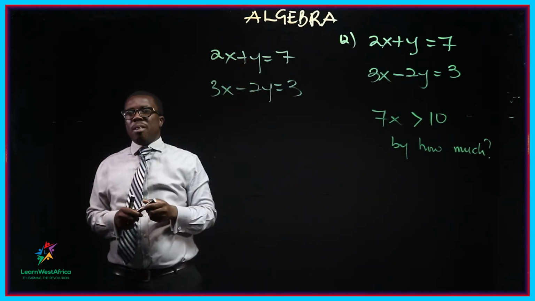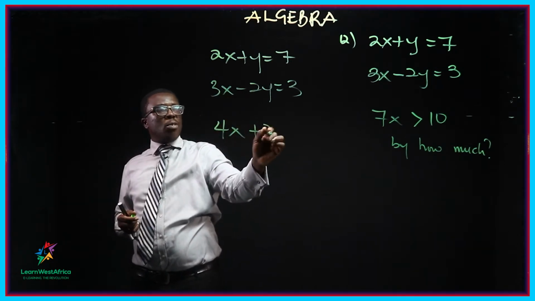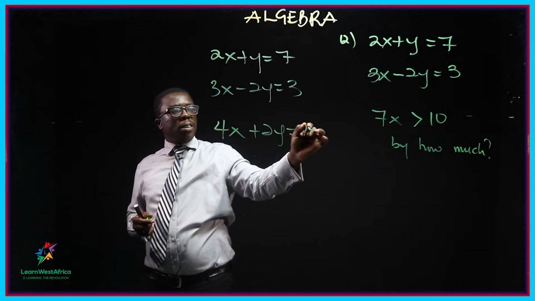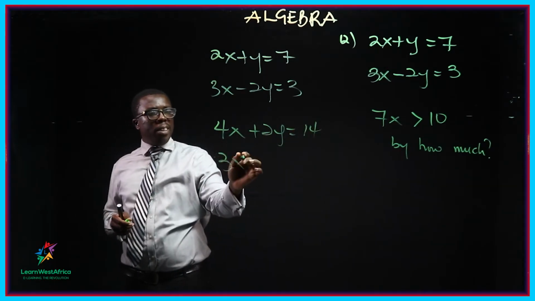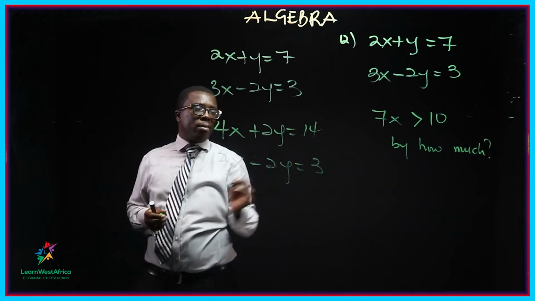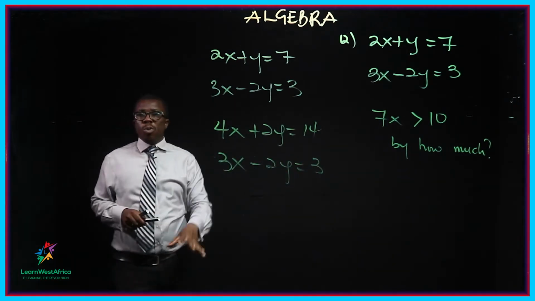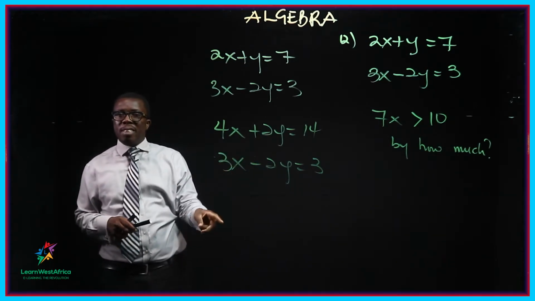Equation 1 times 2 gives 4x plus 2y equal to 14. Then we maintain the second equation, 3x minus 2y is equal to 3. So what do we do? We add, because the signs are opposite.